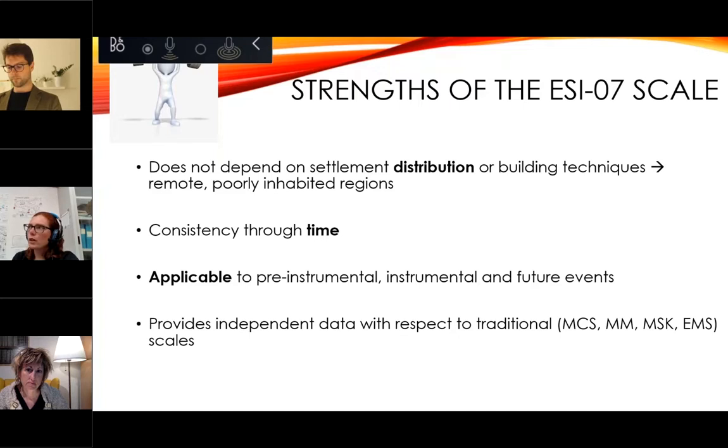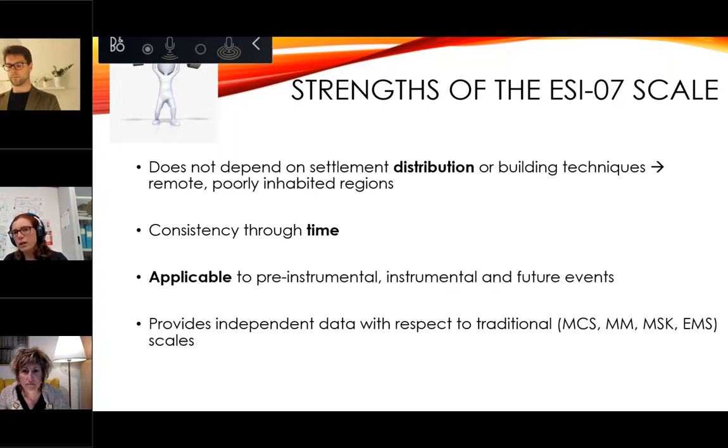If we use damage on buildings, there is a strong influence of the building technique. For instance, modern buildings are different from historical buildings. This is not true for environmental effects. Of course, there is a geographic difference. For instance, in some sites, we may have amplification phenomena, but still at the same site, the local setting does not change that much through time.